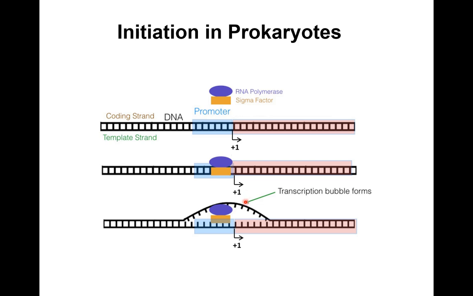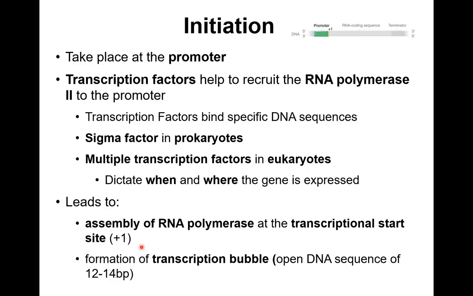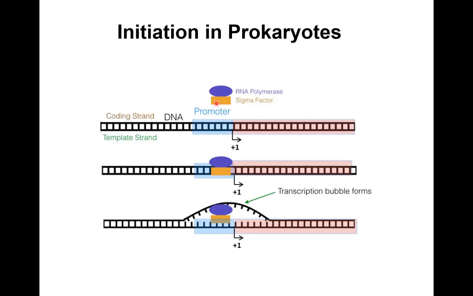Together with that, this leads also to the opening up of the DNA molecule here at the transcription start site, forming what is called a transcription bubble, which is about 12 to 14 to 15 base pairs big. So once the transcription factors have recruited RNA polymerase in the promoter at the transcription start site, and they have led to the opening of the DNA forming the transcription bubble, initiation is done.